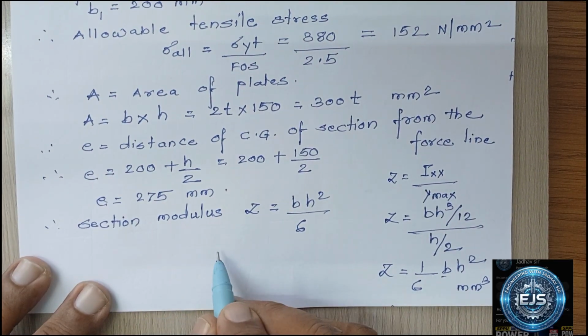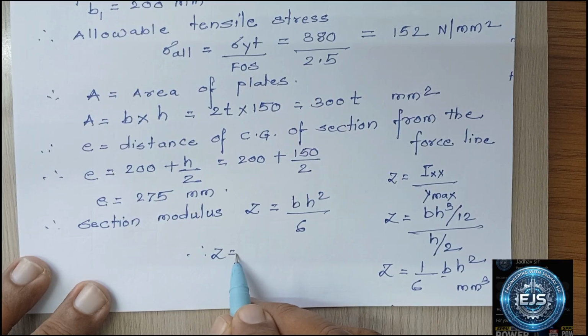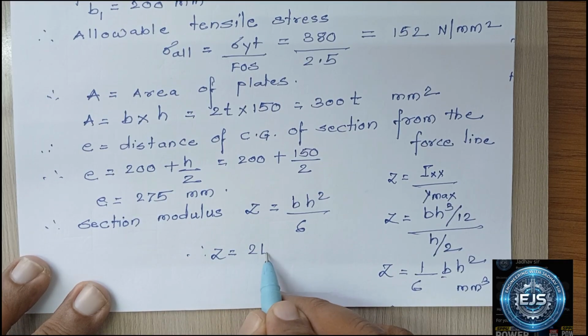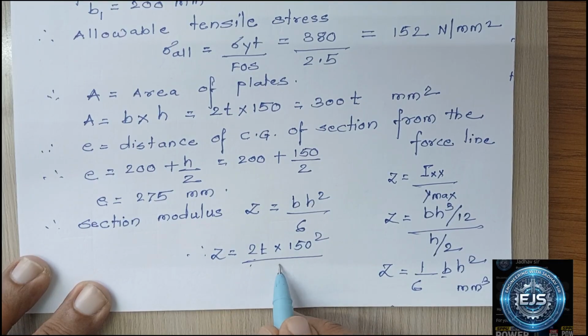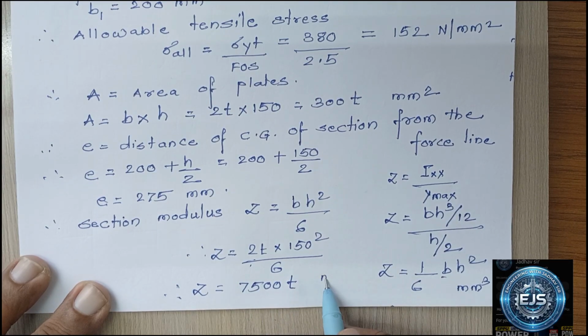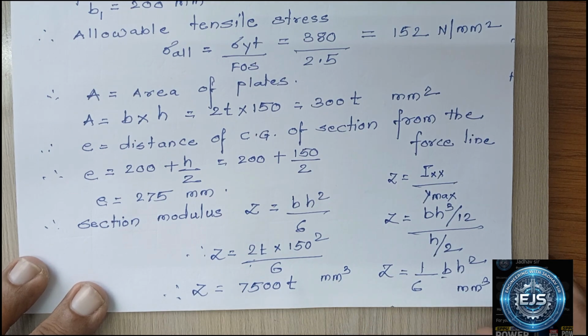So we have to now put in the values and calculate Z in terms of thickness. So B is twice T into H, 150 square, divided by 6. So this comes out to 7,500 into T. It is in terms of thickness T. So we get this section modulus Z.